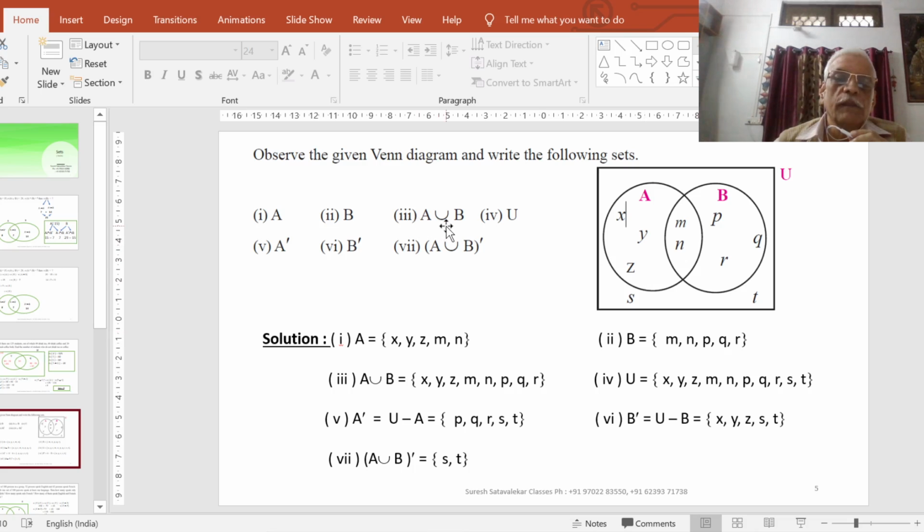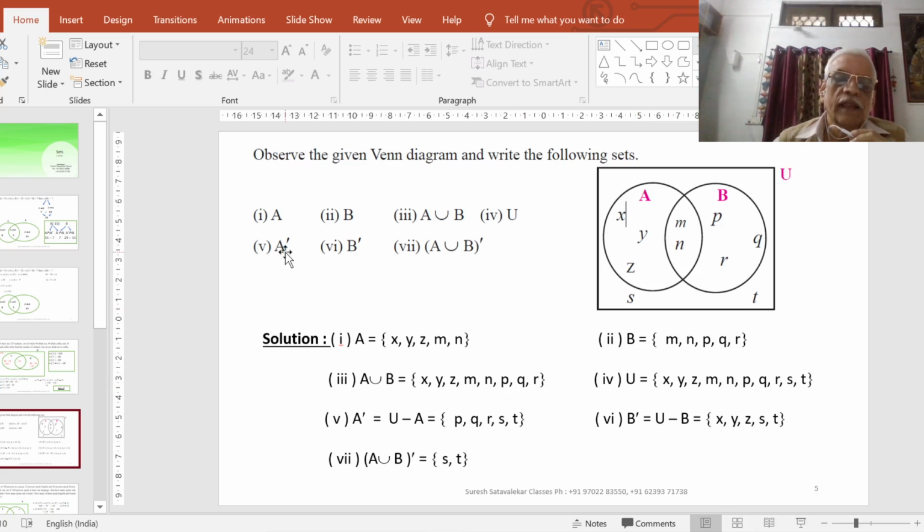Then A union B. A union B means within these two circles, all elements: X, Y, Z, M, N, P, Q, R. A union B will contain X, Y, Z, M, N and P, Q, R. U. U means universal set. So all the elements in the rectangle. So X, Y, Z, M, N, P, Q, R, S, T. In the set U, we have X, Y, Z, M, N, P, Q, R and S, T.